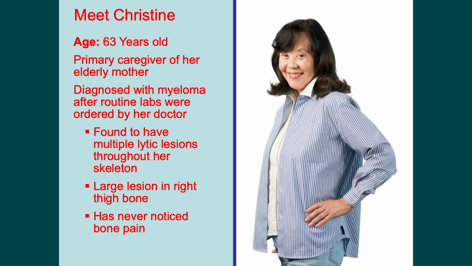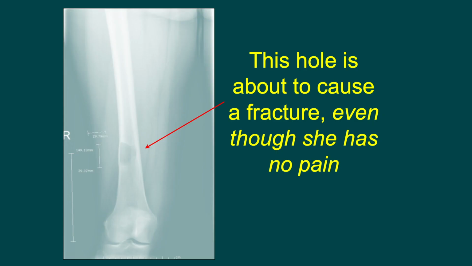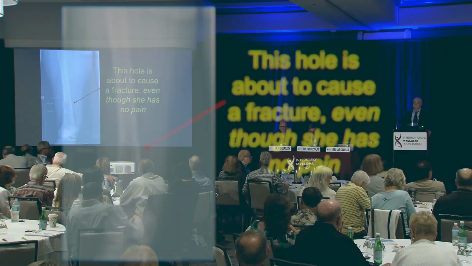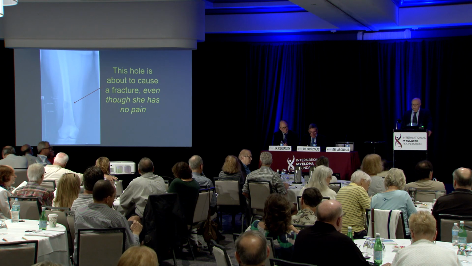How about this lady? She's a 63-year-old who takes care of her mother, and she was diagnosed with multiple myeloma and found to have a large lesion in her thigh bone. You can see the arrow pointing to this very nasty lesion in her femur. The location of the lesion is very important because you're seeing thinning of the bone, putting this patient at risk of a fracture.